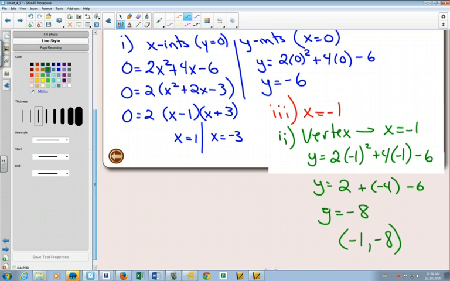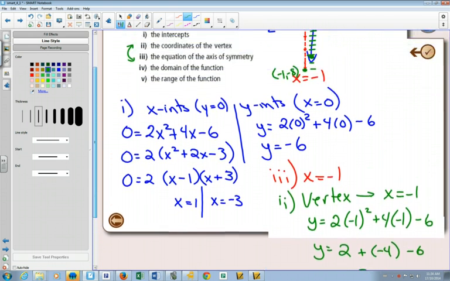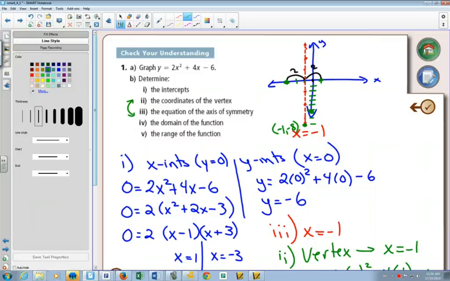We now have lots of information on our graph. We have our vertex. That's a very important point. We have our axis of symmetry, and we have our x-intercepts. We know since the number in front of x squared is positive that it's opening up, and we know that this vertex is going to be our minimum point. We can now draw our parabola U-shape as best as we can. Chris, you might have to practice a couple times.